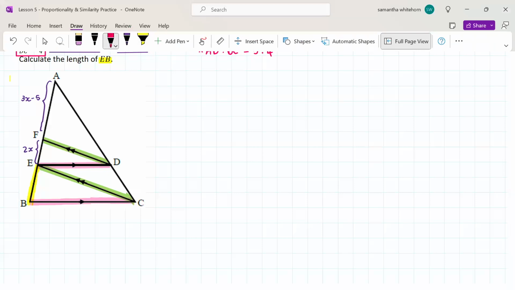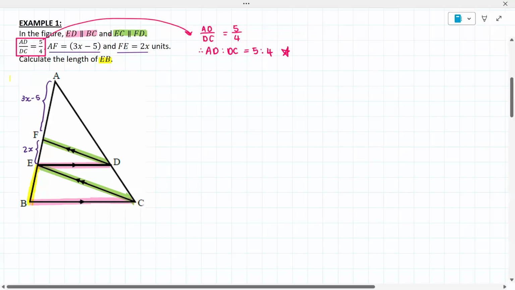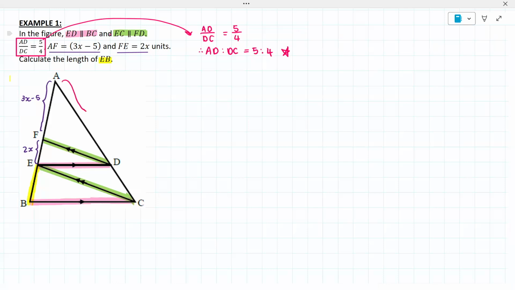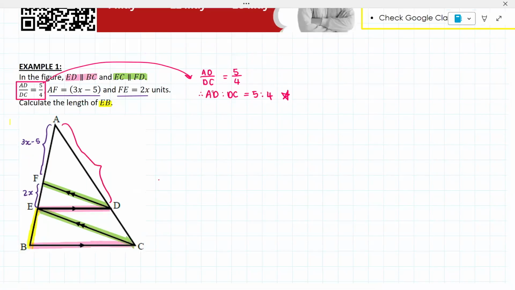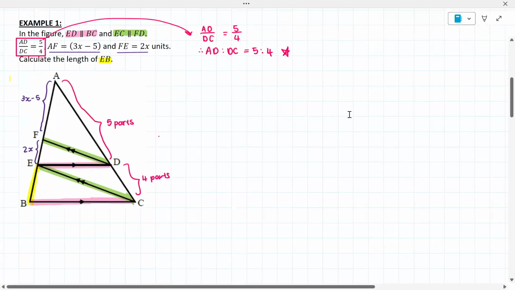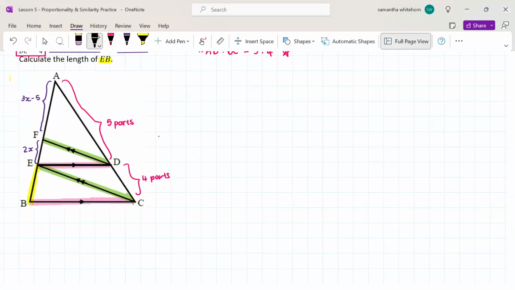Remember, I've also been given this ratio that AD to DC is 5:4. So AD is 5 parts. You can use a variable if you want. And DC is 4 parts. Now, if you have a look at EB, that corresponds directly with DC. So that's great. I'm already starting to get a bunch of information that's going to work for me.